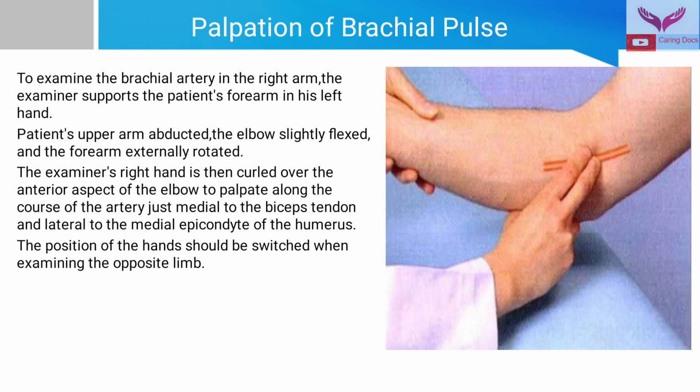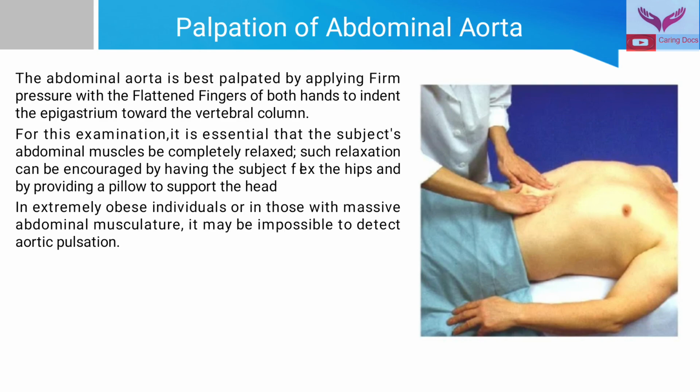Coming to palpation of the brachial pulse, to examine the brachial artery in the right arm, the examiner supports the patient's forearm in his left hand. The patient's upper arm is abducted, the elbow slightly flexed, and the forearm externally rotated. The examiner's right hand is then curled over the anterior aspect of the elbow to palpate along the course of the artery, just medial to the biceps tendon and lateral to the medial epicondyle of the humerus. The position of the hand should be switched when examining the opposite limb.